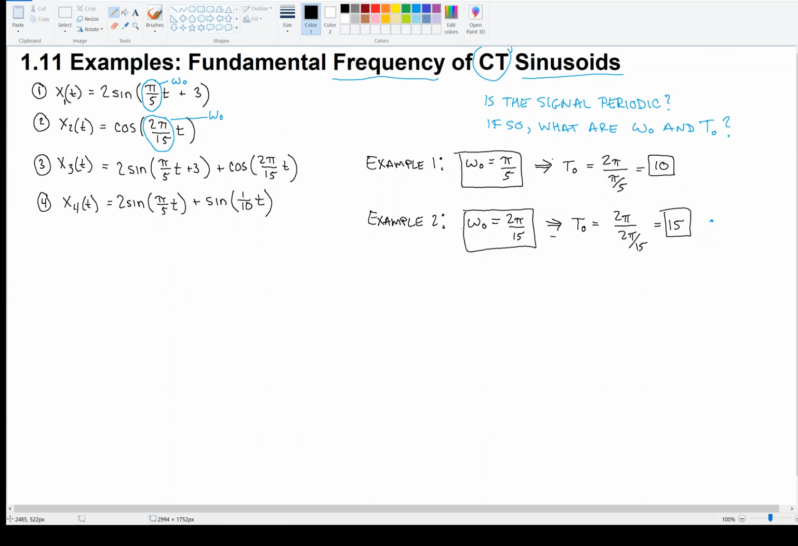So I guess in example 1, we forgot to answer the question. Is the signal periodic? Yes. A sine of a continuous time variable is always periodic. Cosine is always periodic of a continuous time, yes. So there are our answers for examples 1 and 2. Okay, now things get interesting in example 3.